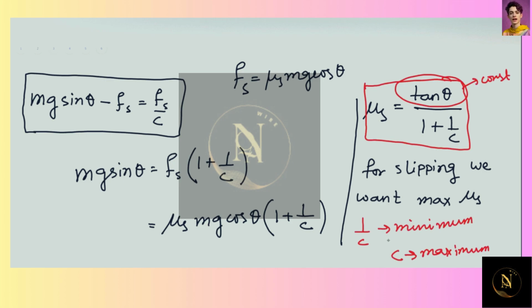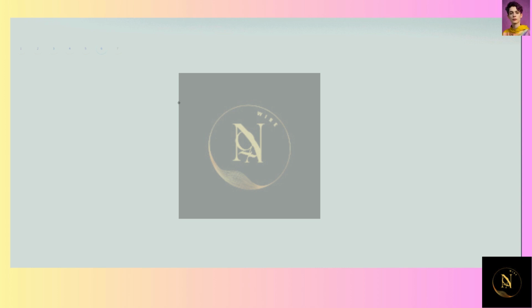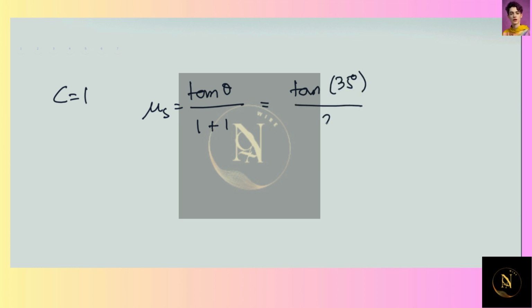So we can take the maximum value, which is c equals 1, and using that we can figure out the coefficient of friction. If we take c equals 1, we see that mu s is equal to tan theta over 1 plus 1, which is 2, and tan theta is 35 degrees. Divide that by 2, and that gives us 0.35. So that's the maximum coefficient of static friction. Thank you.